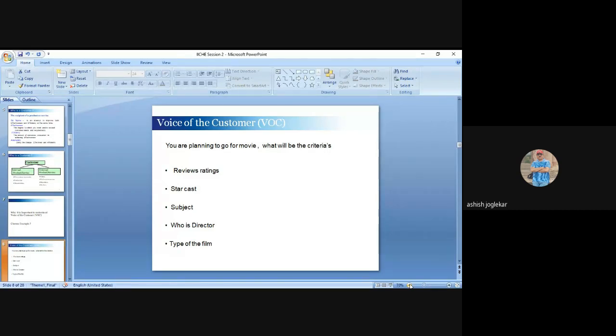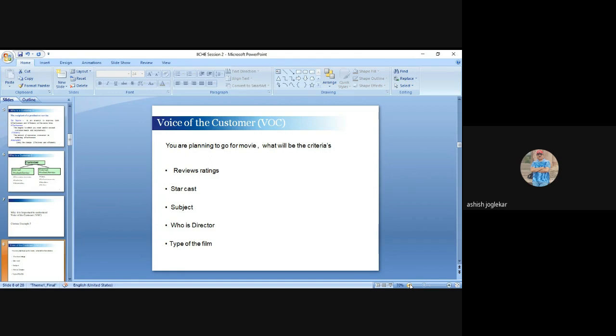I also see the subject, or we can see the trailer. Is the picture a comedy, a family drama, whatever it is? Who is the director? So we are the customers, and we go through these five or six things to see what the movie is. Then we also ask our colleagues, "Have you seen the picture? How is it?" We take reviews from our friends or colleagues, and then we watch the movie.